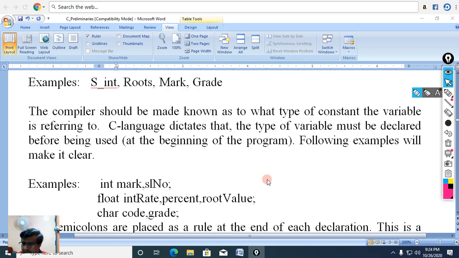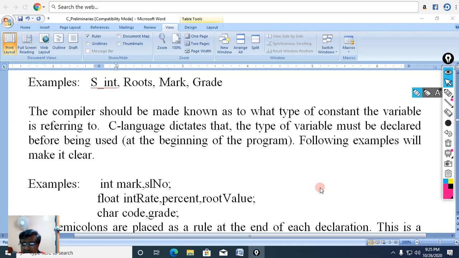The compiler should be made known as to what type of constant or variable you are referring to. Particularly, the C language dictates that the type of the variable must be declared before being used, and that is in the beginning of the program itself. We need to declare the kind of variables that may surface in the running program. That should be done beforehand.